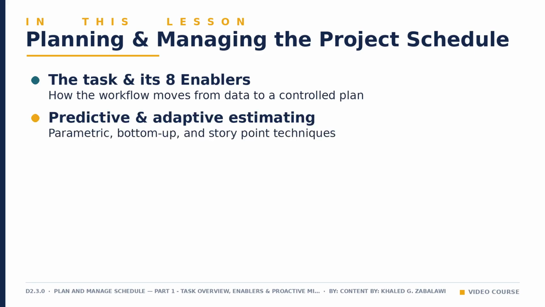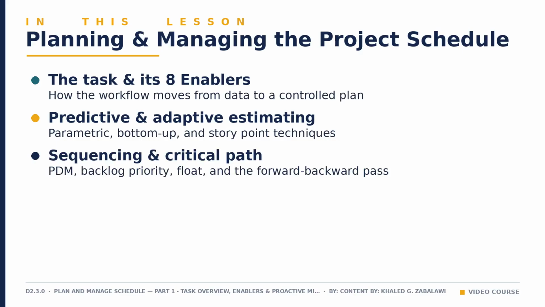You will learn how predictive teams calculate duration with parametric and bottom-up estimating, and how adaptive teams size work with story points calibrated against a reference story. You will learn how predictive projects sequence activities with the precedence diagramming method, how adaptive teams sequence by backlog priority, and how to calculate float through a full critical path worked example.